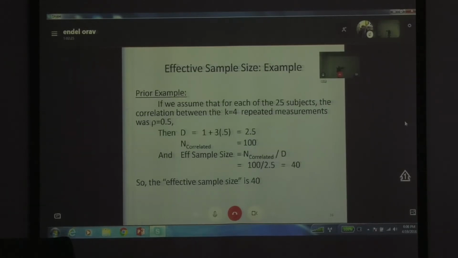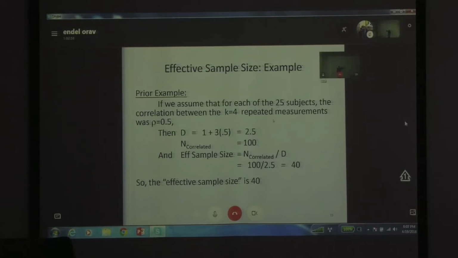Here's my example, 25 subjects. Each person measured K equals 4 times. I'll assume that the correlation is the usual, roughly 0.5. D is 1 plus K minus 1, 3 times 0.5. D is 2.5, that's the design effect. Total number of measurements, 4 times 25 is 100. The effective sample size is 100 divided by D, 2.5, is 40. My effective sample size is 40.